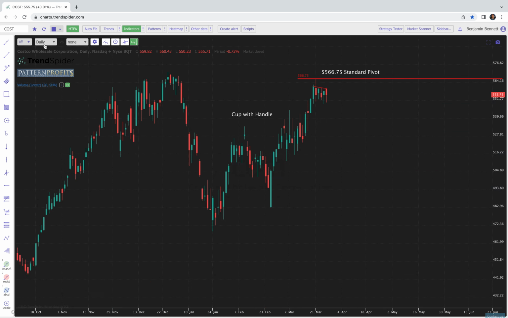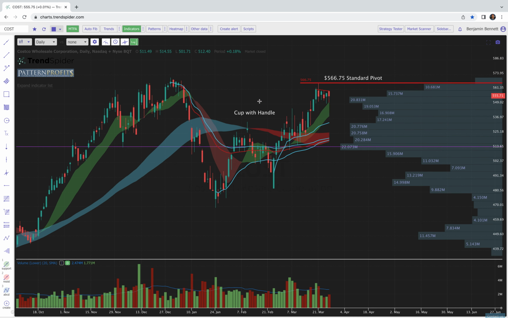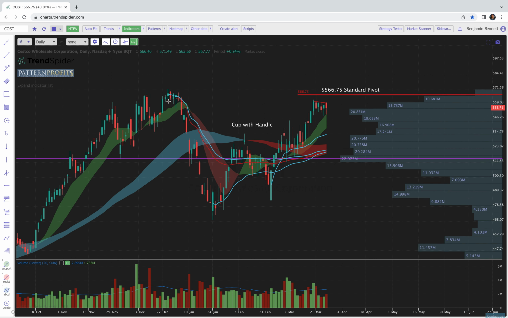Also have Costco, COST. When looking at Costco, this is one of the few that has a different look to it. We do have a couple that aren't double bottom patterns. Cup with handle pattern here. Putting in the handle, you've got a little descending trend line there within the handle. 1020 cloud has caught up to price. So just looking for that to push through. 566.75 is the standard pivot above. We'd like to see it push through there on big volume.